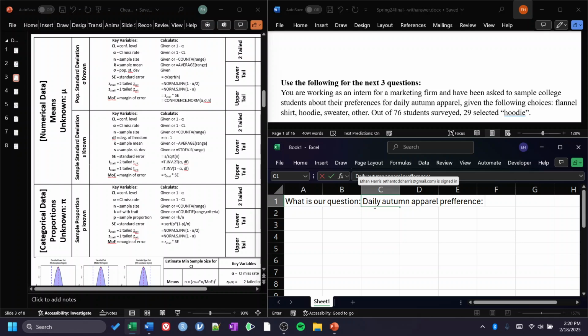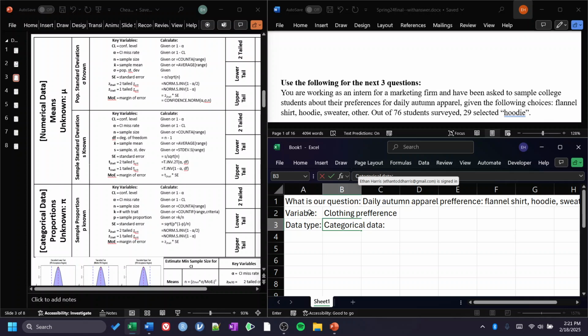We have a whole bunch of choices. We've got flannel shirt, hoodie, sweater, and other. So those are what's happening. Our variable we'll call just clothing preference. And the data type, just getting set up here and identifying what's going on, we have a piece of categorical data.